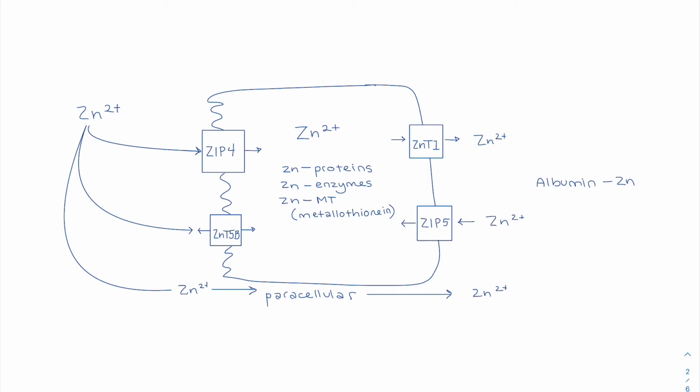sloughed off. We've mentioned before with iron that if we have storage in our enterocytes and it doesn't leave the cell, then enterocytes have a life of about 3 to 5 days. So if our metallothionein is keeping our zinc inside the enterocyte, eventually our zinc will be excreted because our cells are dying off and getting rid of each other.